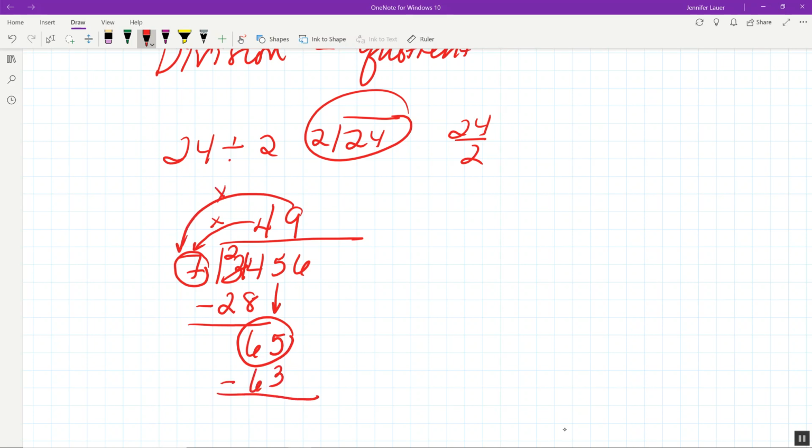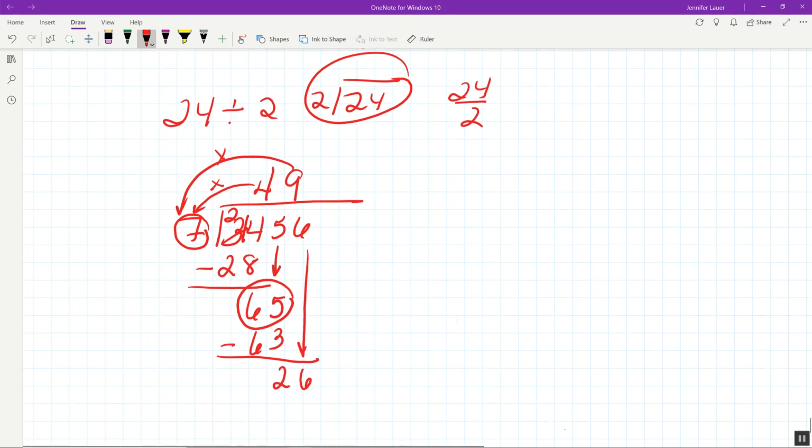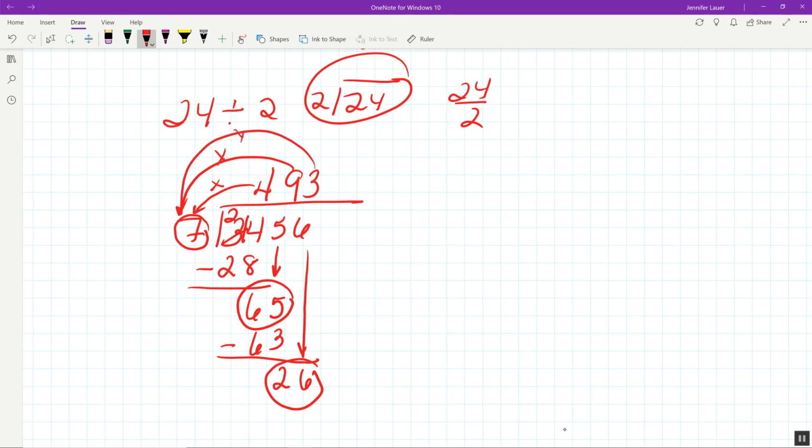And then I'm going to say 9 times 7 is 63, and I'm going to subtract. 5 minus 3 is 2, and I'm going to bring down the 6. Lastly, I'm going to say 7 into 26 goes 7, 14, 21, 3 times. 3 times 7 is 21. Subtract, and you have a remainder of 5.